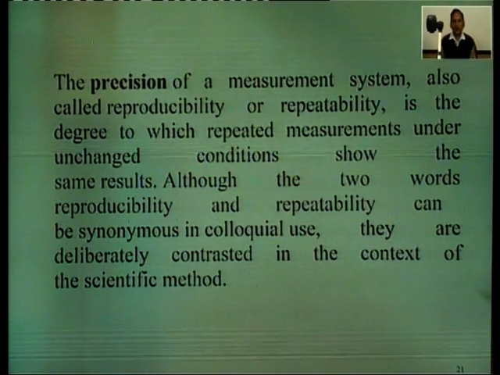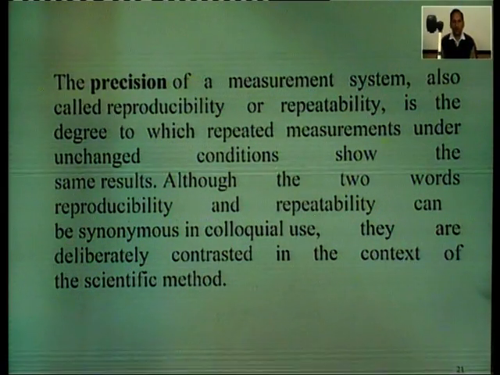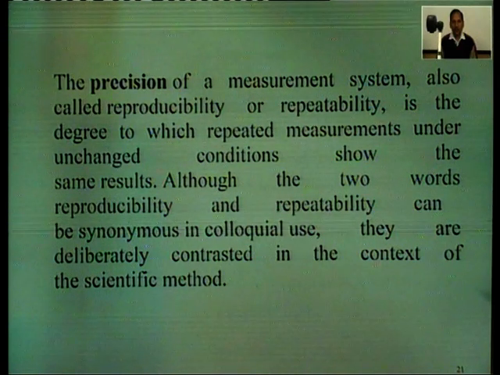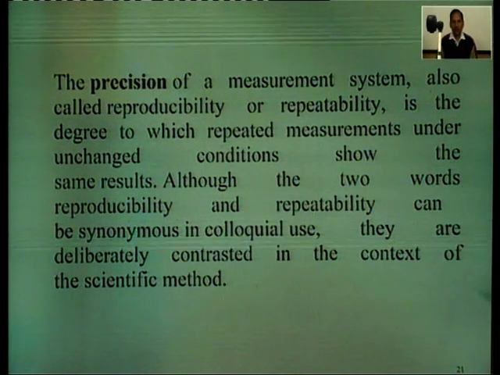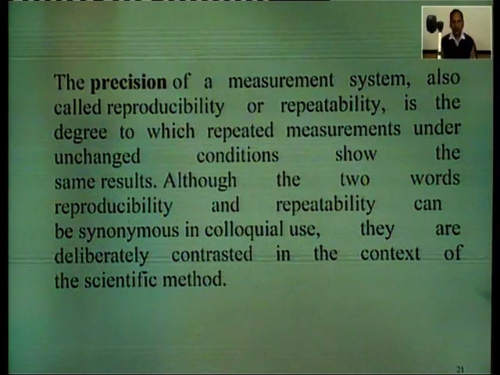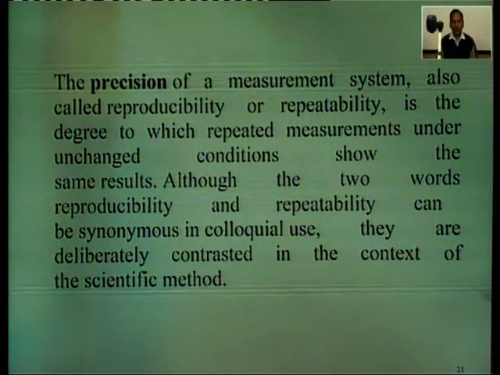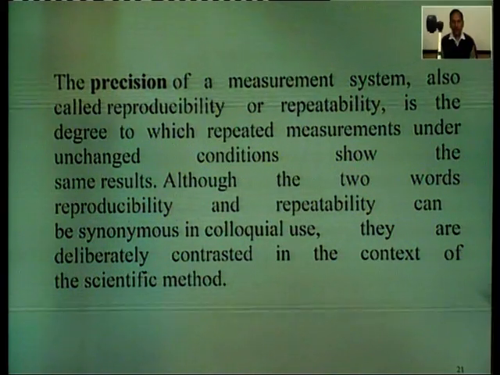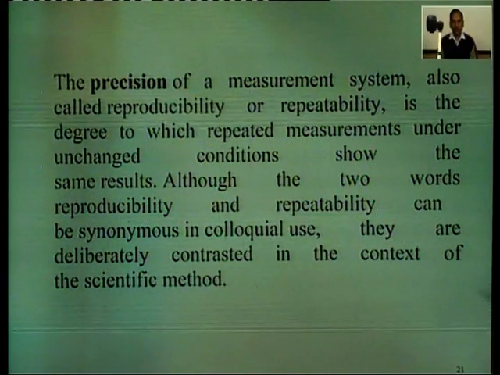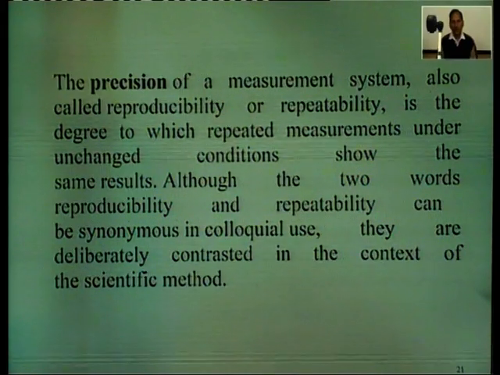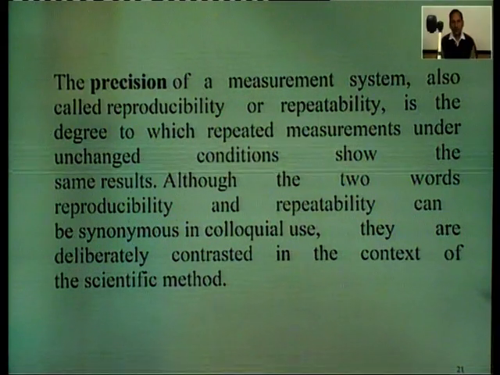The precision of a measurement system, also called reproducibility or repeatability, is the degree to which repeated measurements under unchanged conditions show the same results. Although the two words reproducibility and repeatability can be synonymous in colloquial use, they are deliberately constructed in the context of the scientific method.